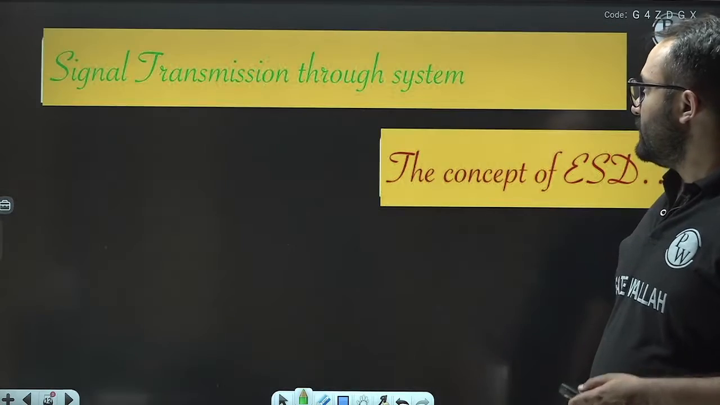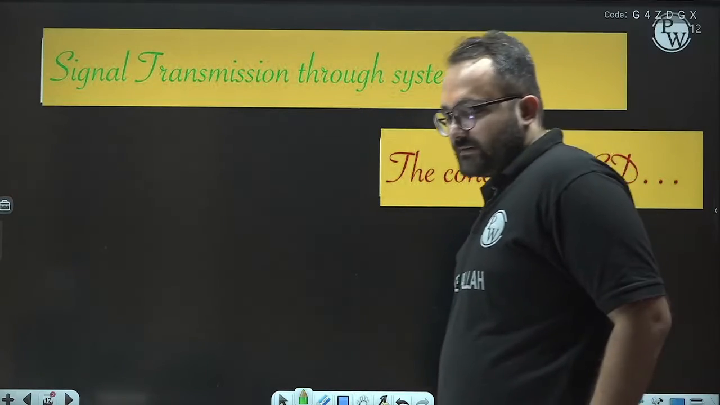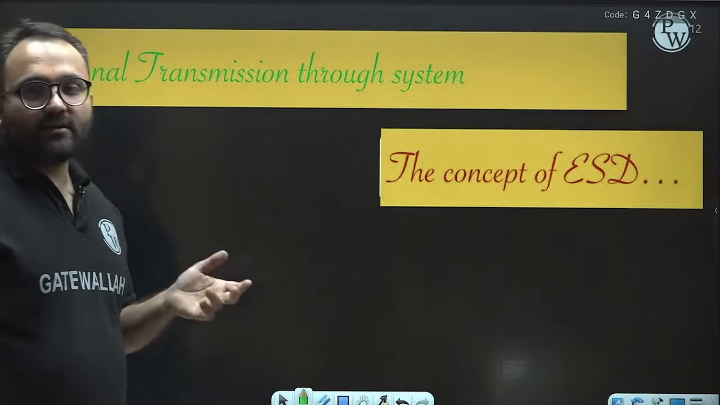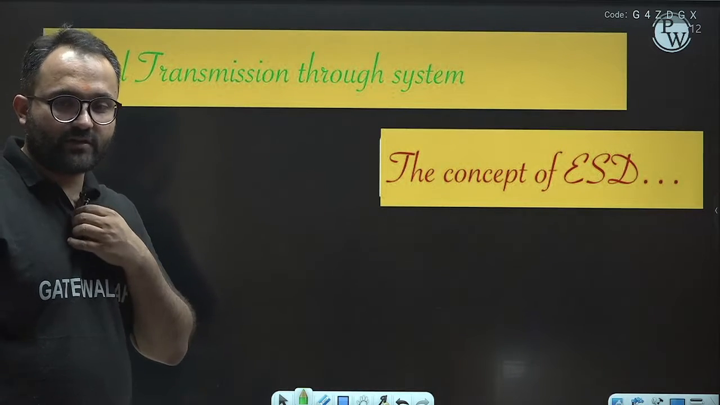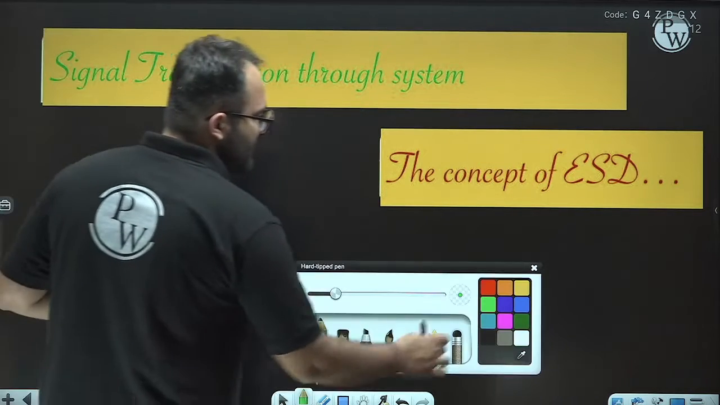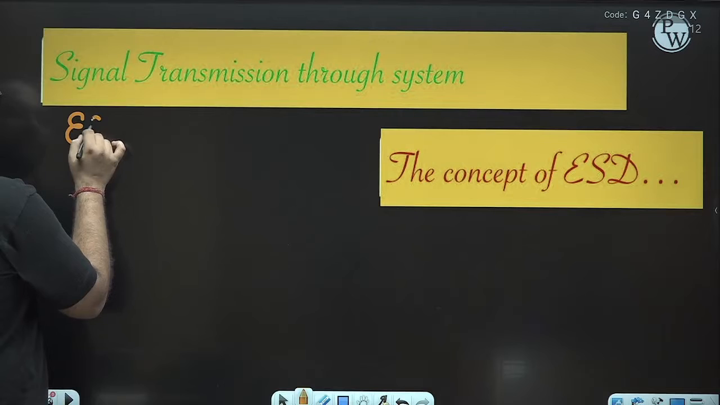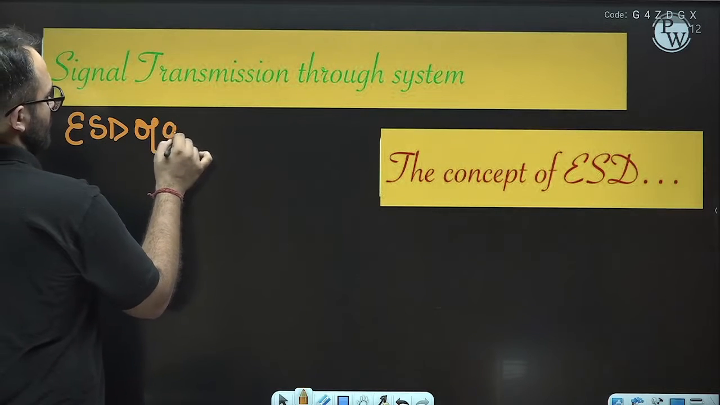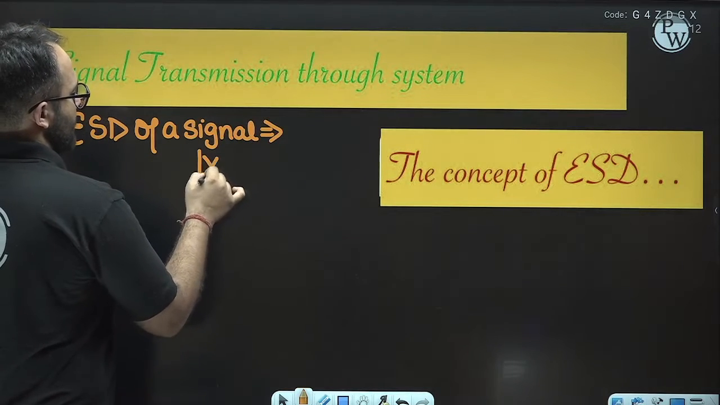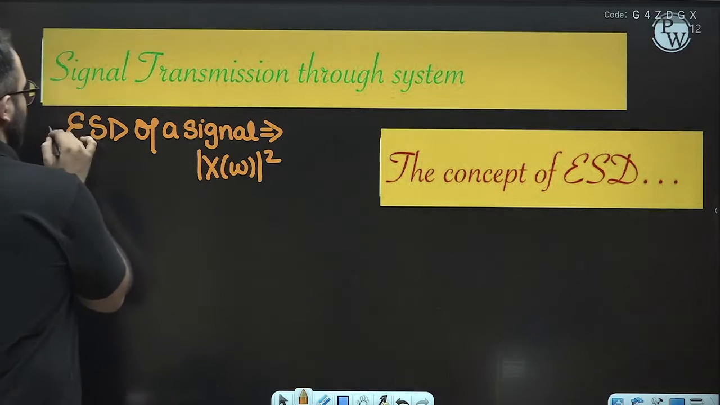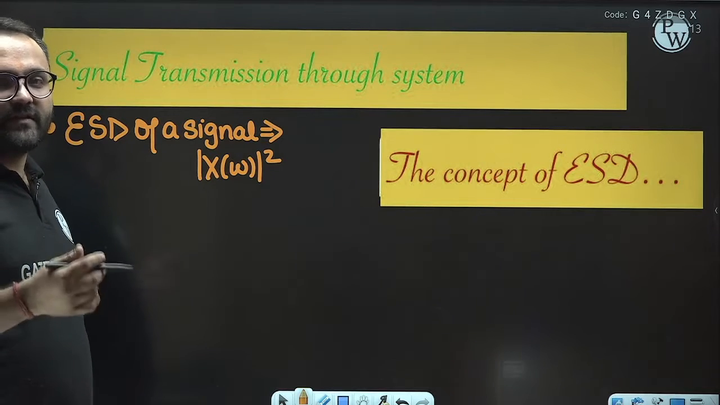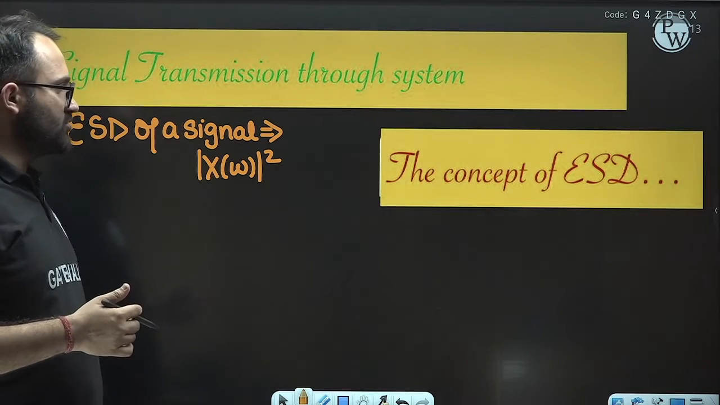Now the concept of the ESD, that is the energy spectral density of a signal. Many a times in a question we have to find out the energy spectral density of a signal. Now that's a very simple concept. The energy spectral density of a signal is equal to the magnitude of Fourier transform square, or square of the Fourier transform of the signal x(t). So magnitude of X omega whole square.